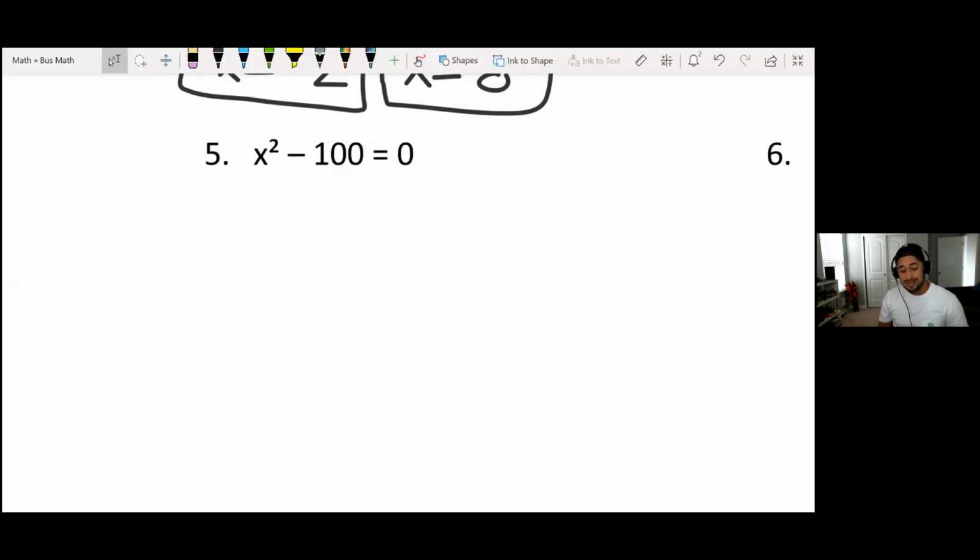x squared minus 100, that is another difference of squares. So what number squared can give you 100? Well, of course, that is 10. Remember to reference your squares, cubes, and fourth and fifth powers sheet. I believe I gave you that. If not, while you're at home, you can use the internet.